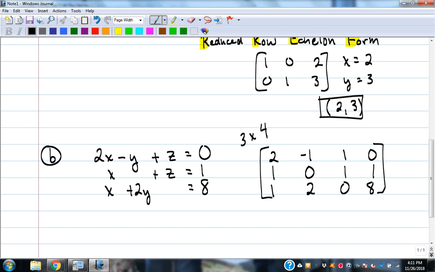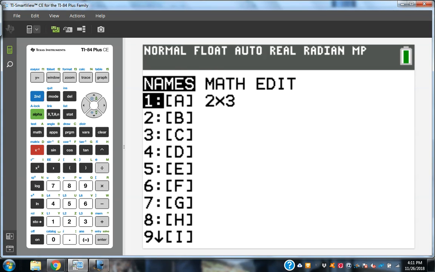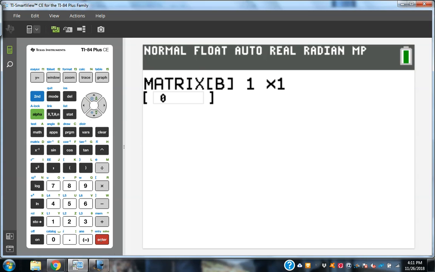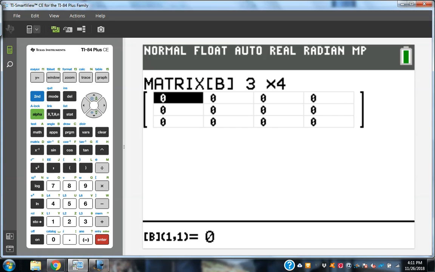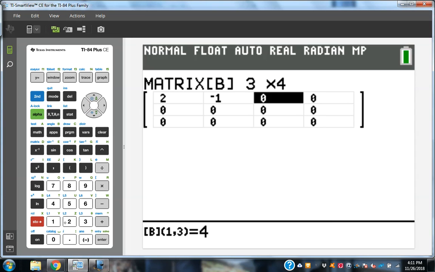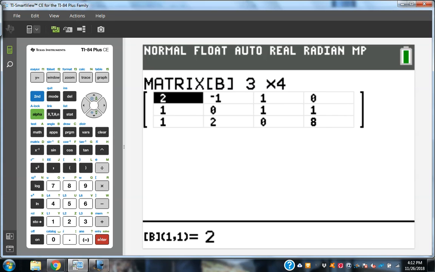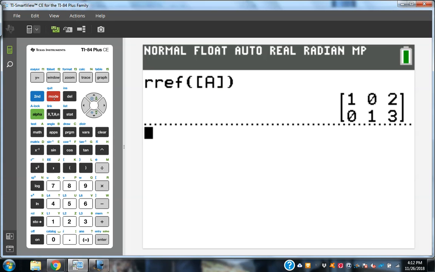So we would go to our calculator, and we would press second matrix, go over to edit, and you can put it into a different matrix, or you could put it into matrix A. I'm going to put mine in B, 3x4, and then just put in those rows: 2, -1, +1, and 0, and then 1, 0, 1, 1, 1, 2, 0, 8. And then second mode to get out of there.